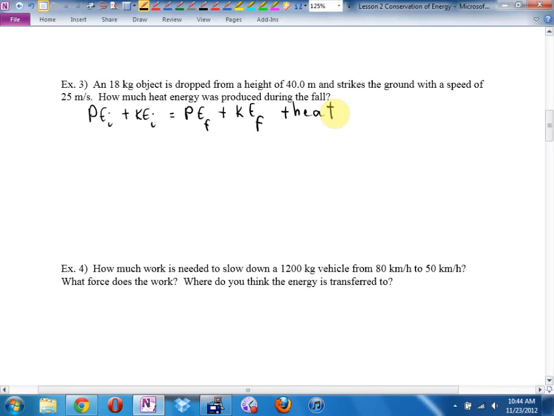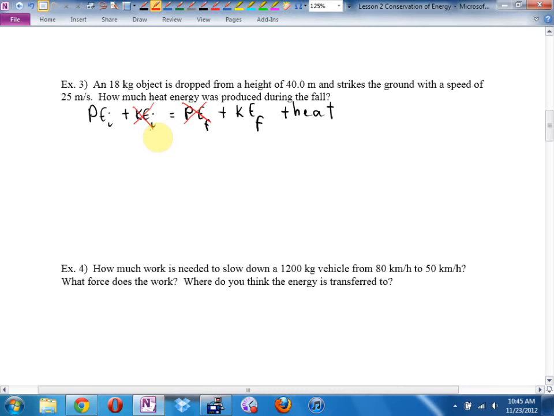All right. Are any of these zero? Potential energy final, we hit the ground, that's zero. Oh, dropped means initial velocity is zero? How would I get the heat by itself? Because that's what they're asking me to find.